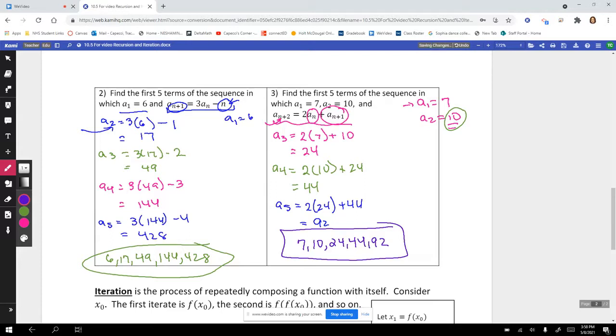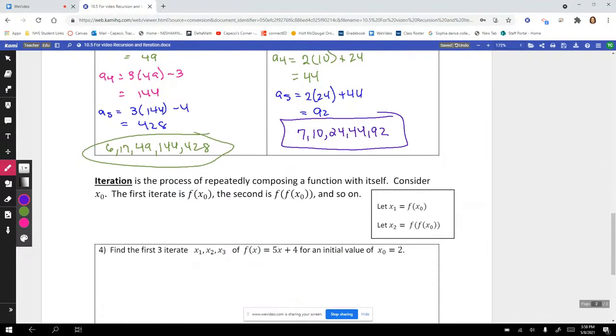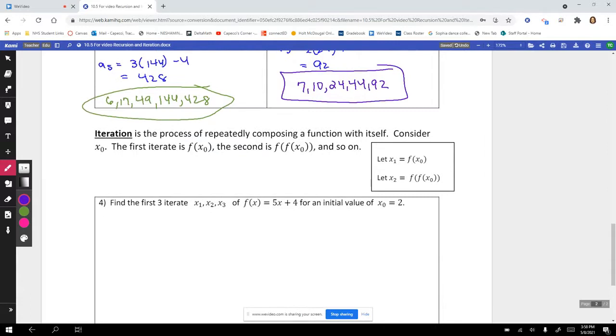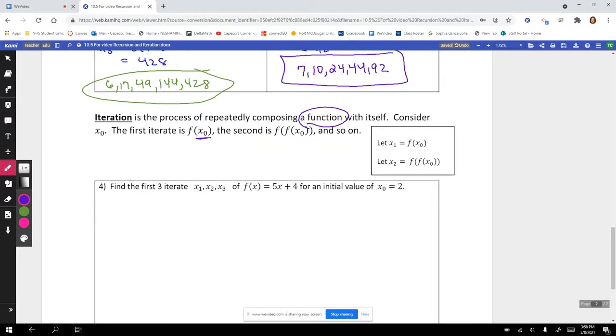Okay? All right, now let's move on. We're going to work with iteration, which has basically the same idea, but how you write it is going to look a little different. It's the process of repeatedly, again, going back and using what we did before, composing a function with itself. Okay, the difference is it's going to be in function form, and also we're starting with x sub 0. So the first iterate is f of x sub 0. The second, we're going to take the function of f of x sub 0, and so on.